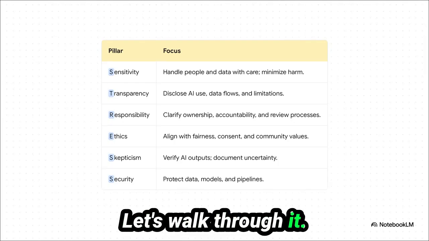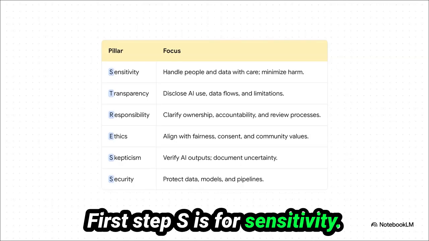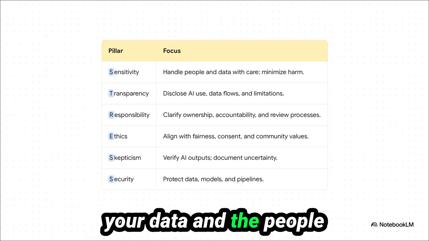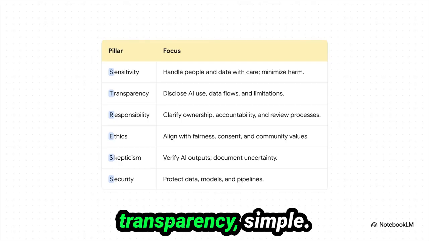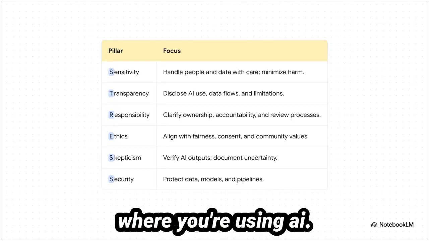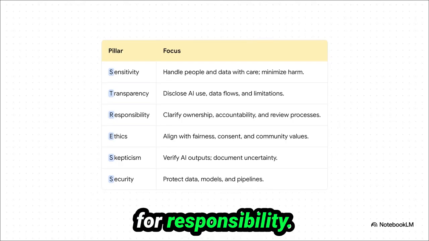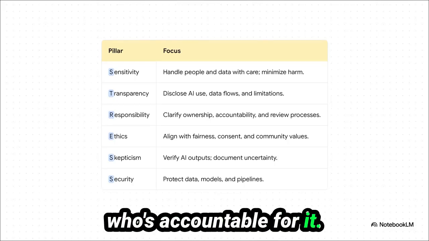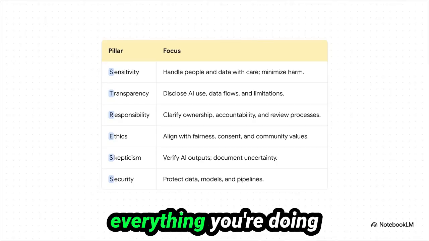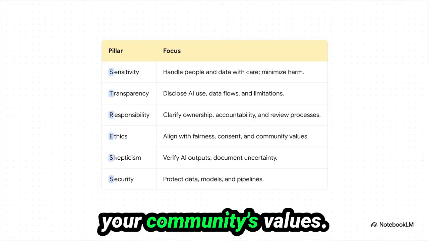This right here is the heart of the framework. Let's walk through it. First up, S is for sensitivity. That just means handle your data and the people it represents with care, minimize harm. Next, T for transparency. Simple. Be open about how and where you're using AI. Then we've got R for responsibility. You've got to be clear about who owns the work and who's accountable for it. E is for ethics, making sure everything you're doing lines up with fairness and your community's values.